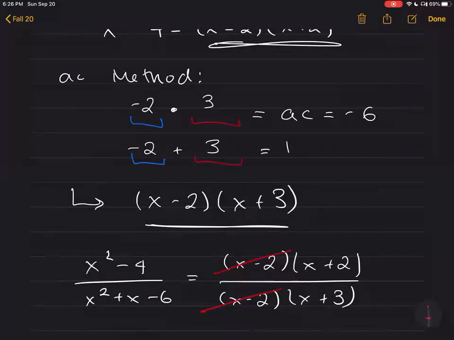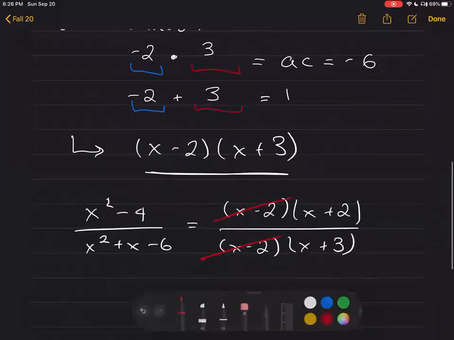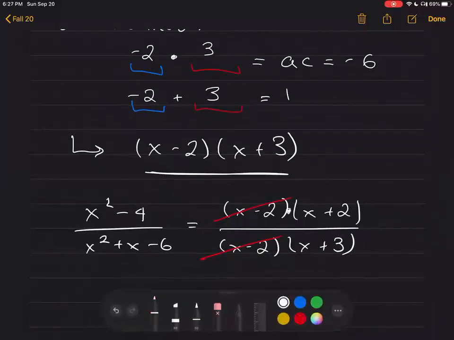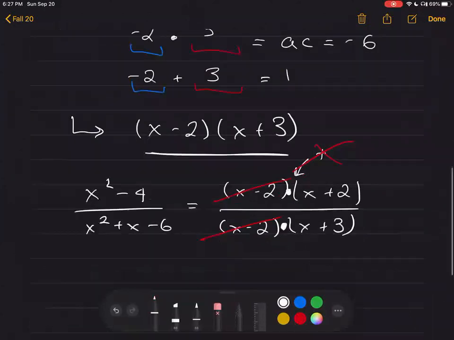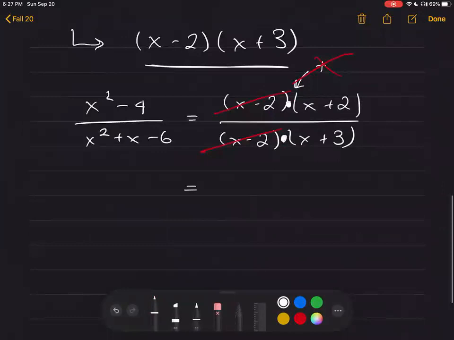Now you have to be careful because this only works because we have this multiplication here, right? If this instead were addition, this wouldn't work. So we can only cancel because of multiplication. But then that means that we can simplify this expression down to x plus 2 over x plus 3. Cool. So simplifying is pretty nifty as long as you know how to factor.